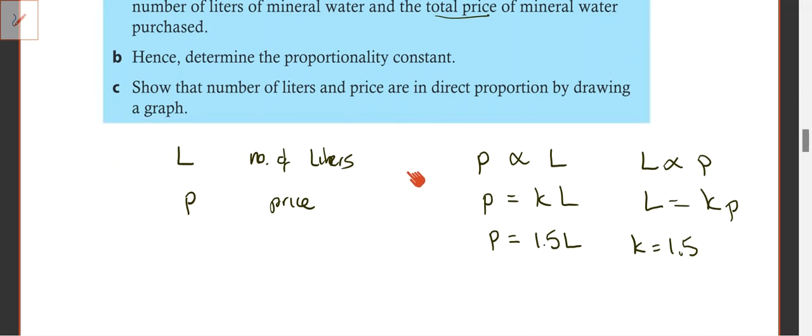Well, what would it look like? Would it go through 0, 0? Yeah. Why? Because you haven't bought any water. Not going to cost you anything. So 0, 0, tick. Would it go up in a straight line? Because every bottle of water costs €1.50.